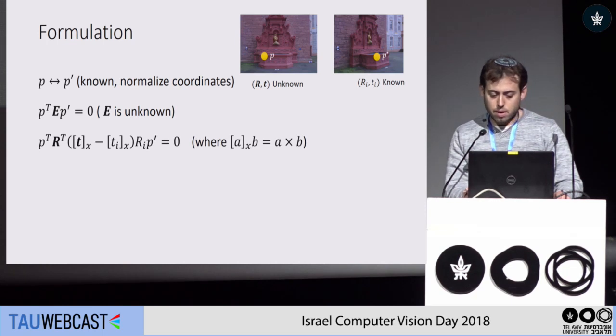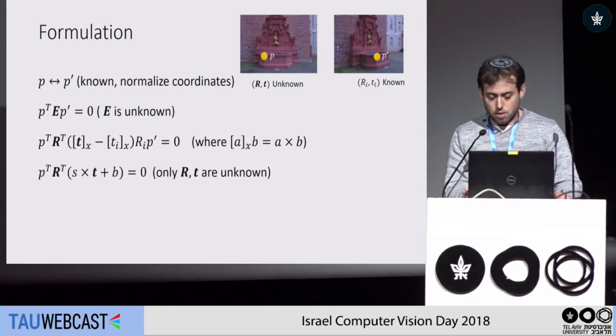The essential matrix can be expressed by the rotations and translations of the 2 cameras. Now, we can assign the known parameters and get the following equation, where the only unknowns are R and T, and P, S, and B are the input to the problem.